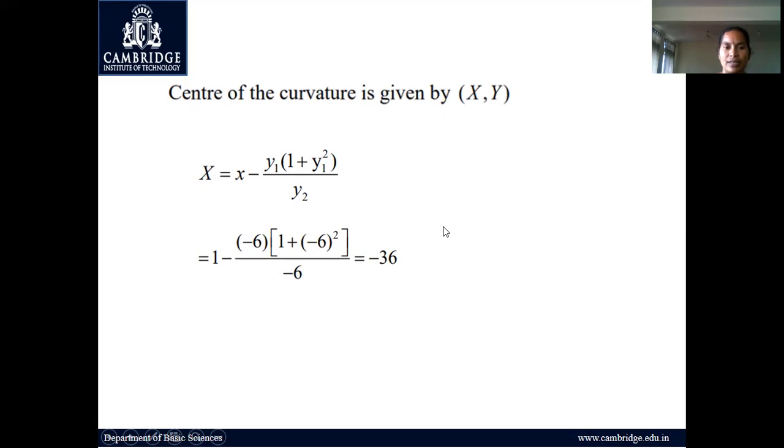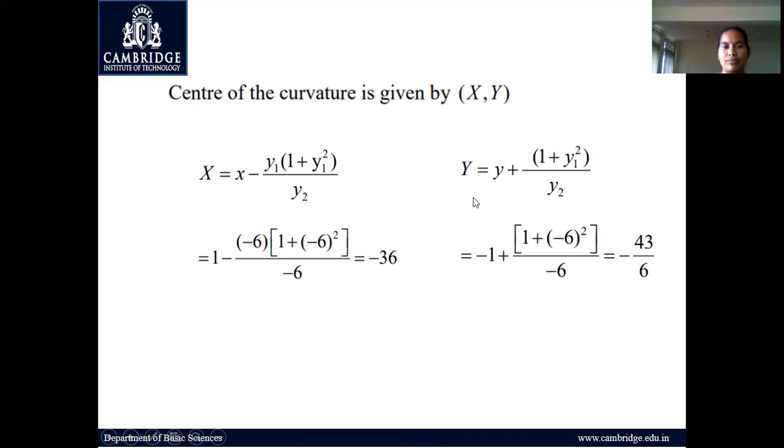In a similar way we'll go for the other variable, that is y, given by the formula y plus 1 plus y1 square by y2. So what is the y point from the given question? It is given as minus 1. So minus 1 plus 1 plus, as y1 we have minus 6, whole square divided by minus 6. So here we have minus 1. This plus into minus will have minus only. So minus 36 plus 1 is 37. So minus 1 minus 37 by 6 will give minus 43 by 6.